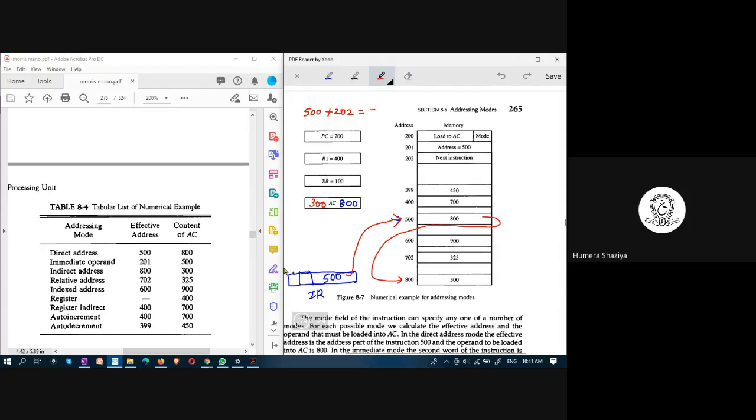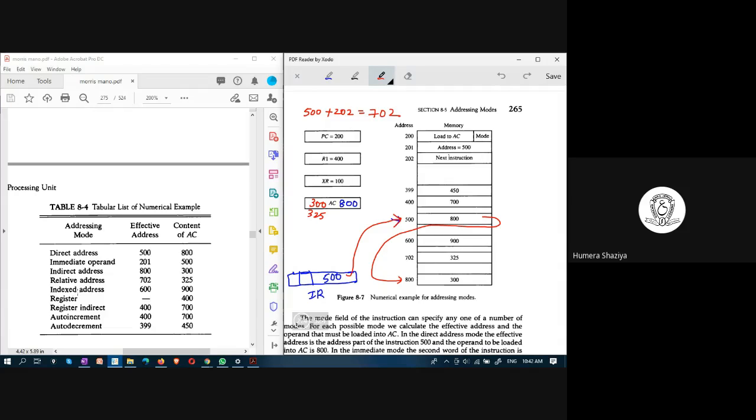What is the effective address now? It is 702. Go to 702. What is the operand now? In this case, 325. 325 is the operand which will be stored in the accumulator. Very good. This is relative address.